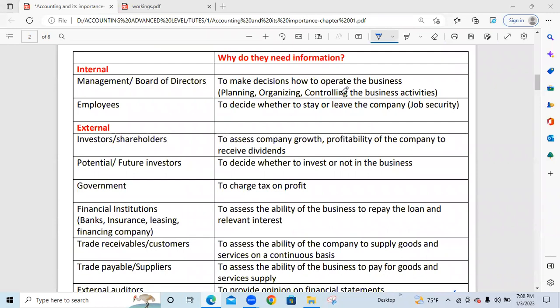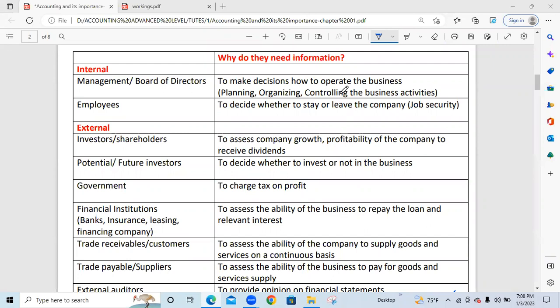Now, internal, the main stakeholder who is internal to the organization, we call them management or board of directors. Managers, board of directors, but employees are also considered as internal. Managers and board of directors need information for day-to-day decision making. They are the ones the shareholders have appointed. So that means they should make proper decisions, and for that they need information.